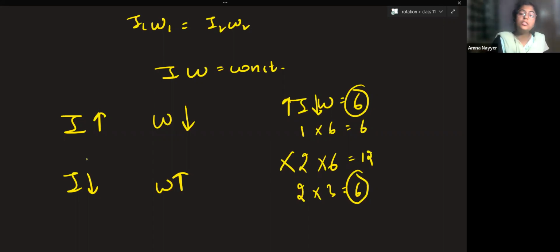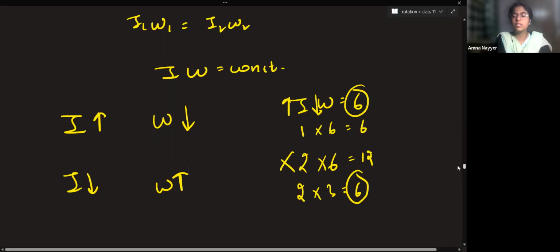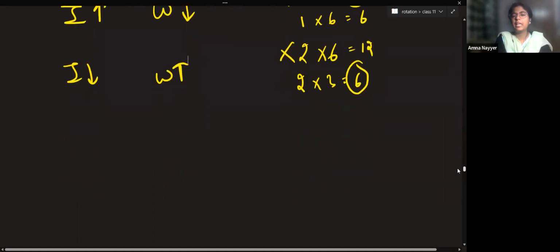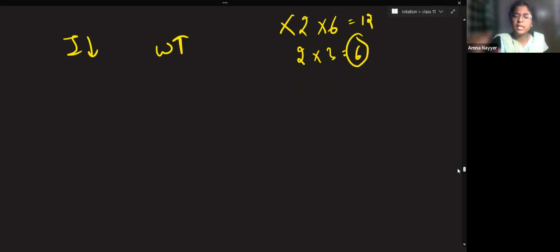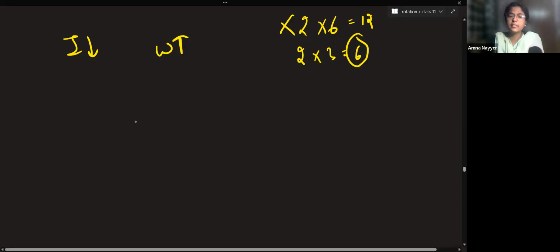Fine. So there are numerous applications for this. Let me tell you in brief. One application of it is the rotation of Earth. See, when the Earth rotates, in an isolated system, if you talk about the applications of it.